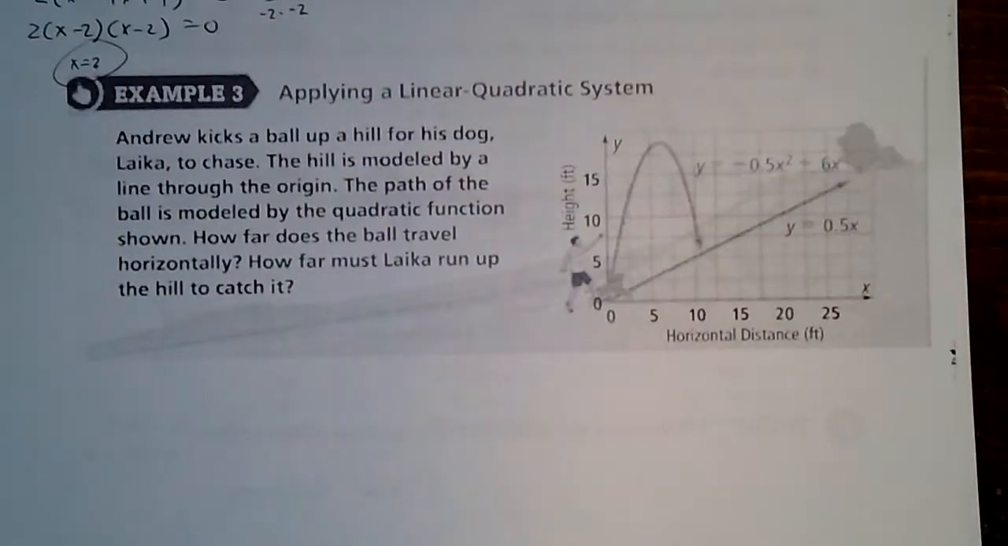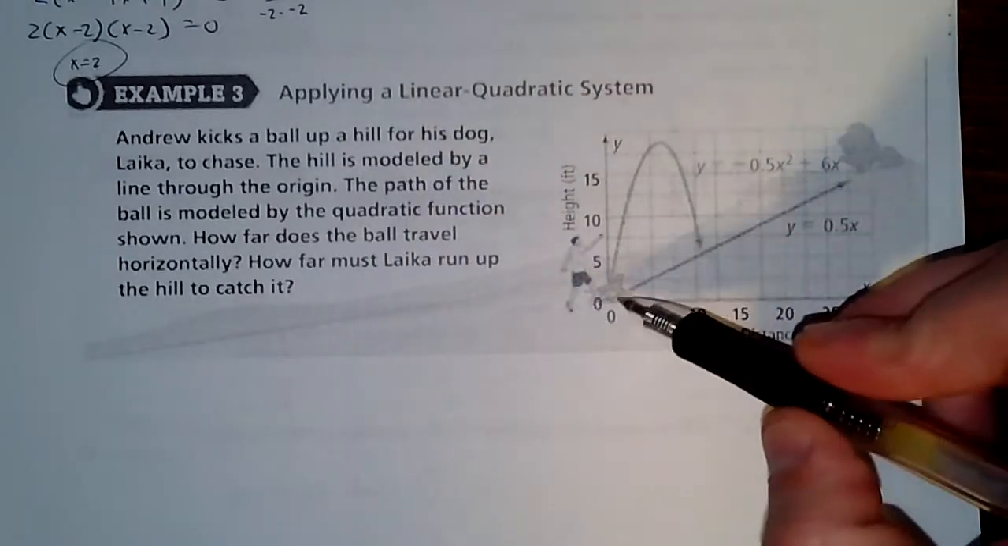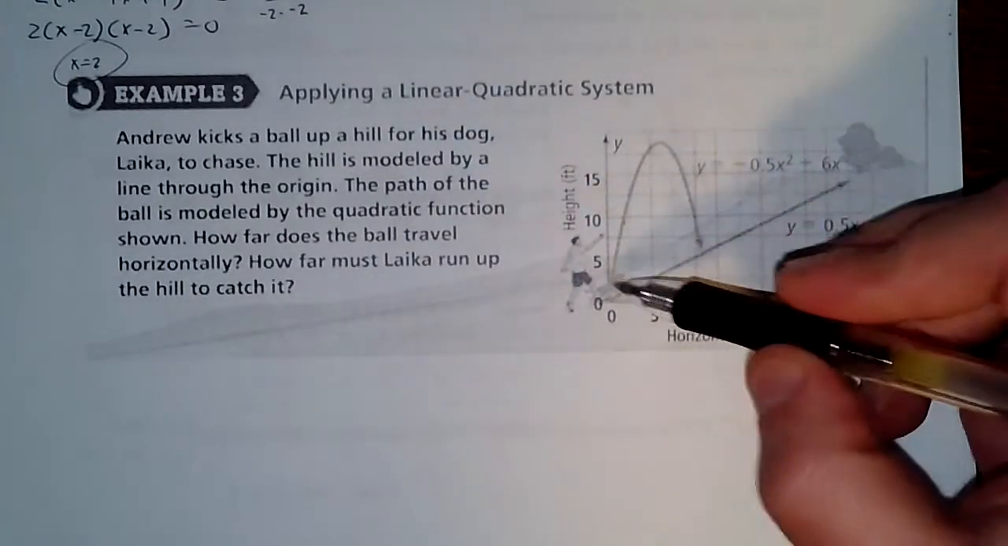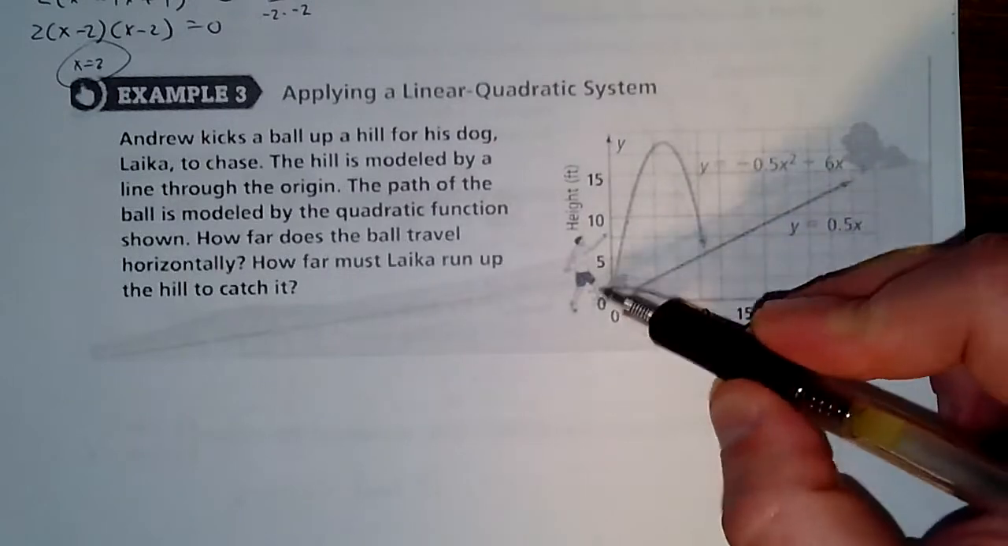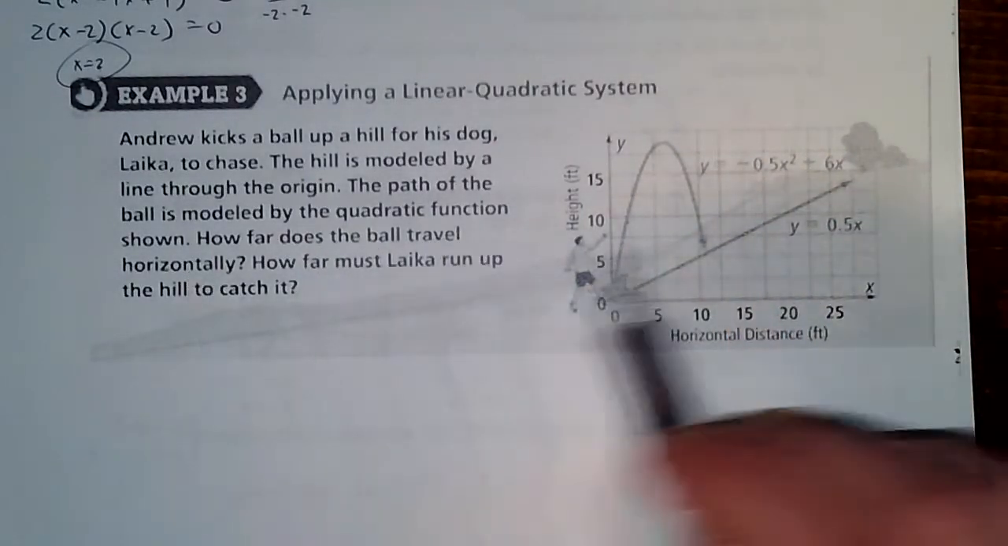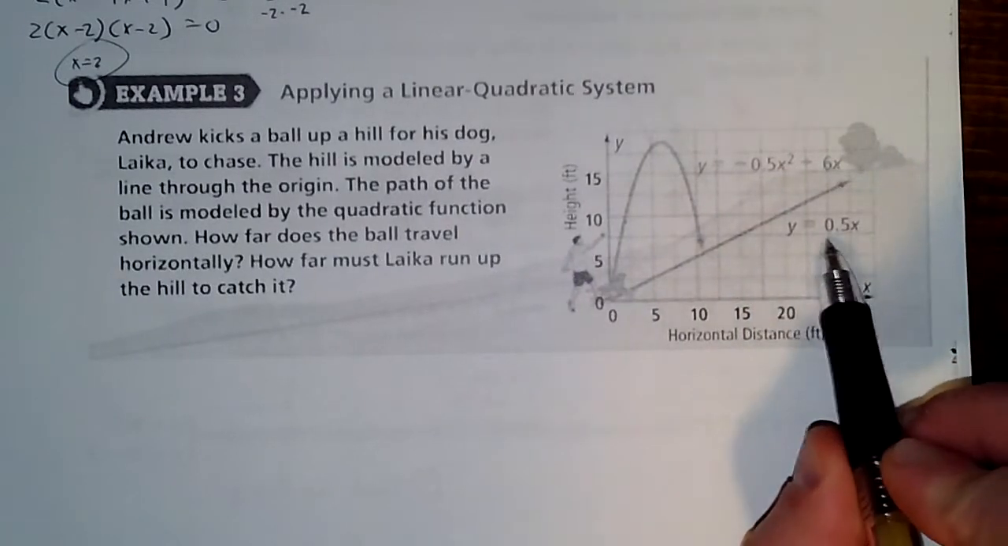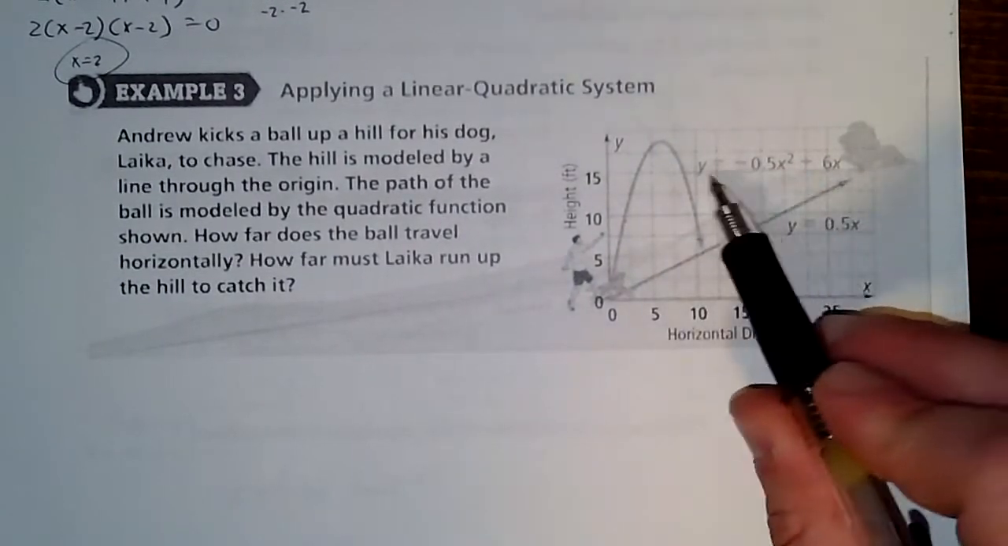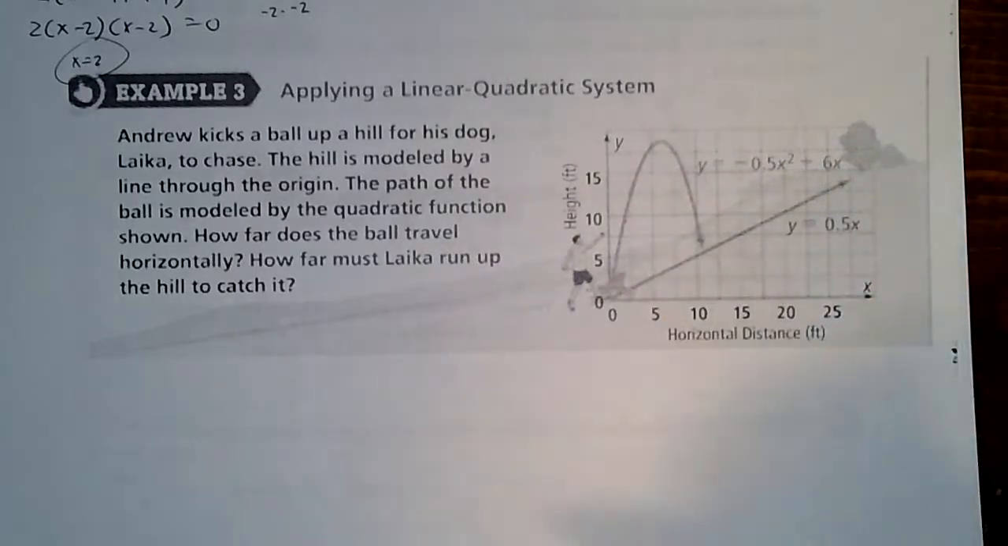So here we've got Andrew kicks the ball up a hill for his dog Leica to chase. So he kicks the ball up the hill, the line is the hill, here's the path of the ball. And it says it's modeled by the quadratic function as shown. So it's got the equations here for both the hill, which is just a straight line, and the path of the ball, which is a parabola.